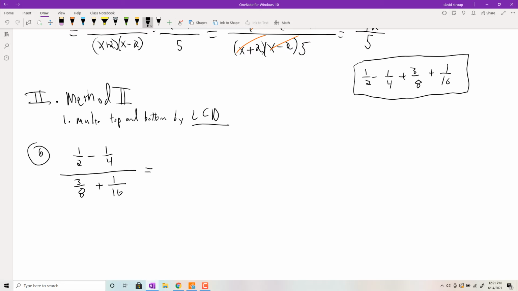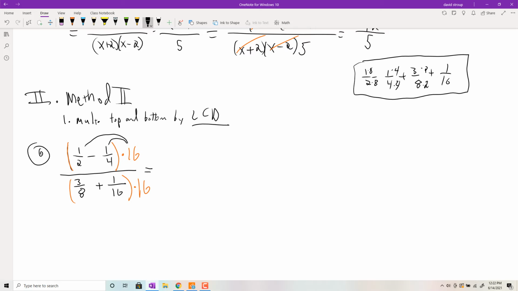I'd have to multiply top and bottom of this guy by 8, this guy by 4, and this guy by 2. And then I would have a common denominator of 16, right? So that's the number you want to multiply top and bottom by. My first step is literally just to do that. I'm going to multiply the top by 16, and if you do that to the top, you have to do that to the bottom by 16. And then you're distributing.